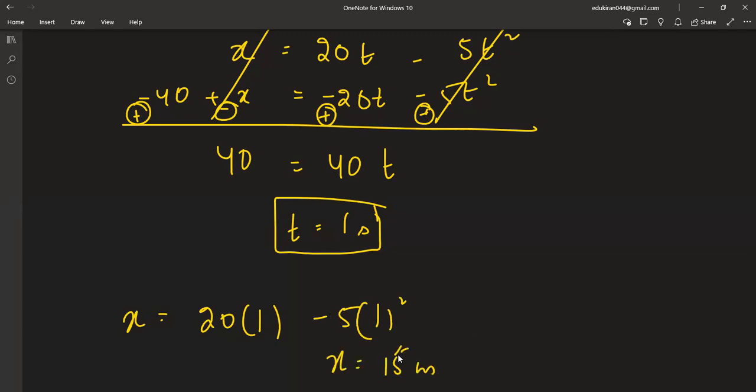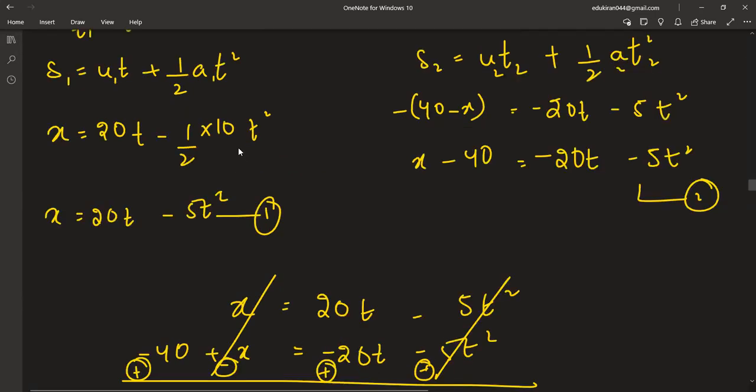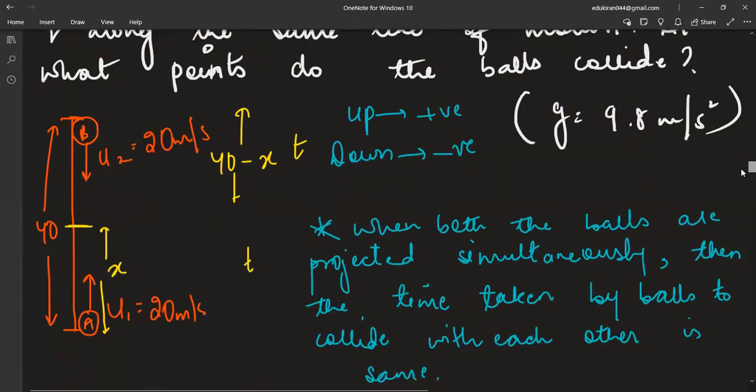Now see, this is coming 15 meter, but the exact answer would be something like 15.1. Why? Because in the question it is 9.8, but I have assumed it to be 10 meter per second square instead of 9.8. But in your exam, see, in the question it was specially mentioned 9.8.